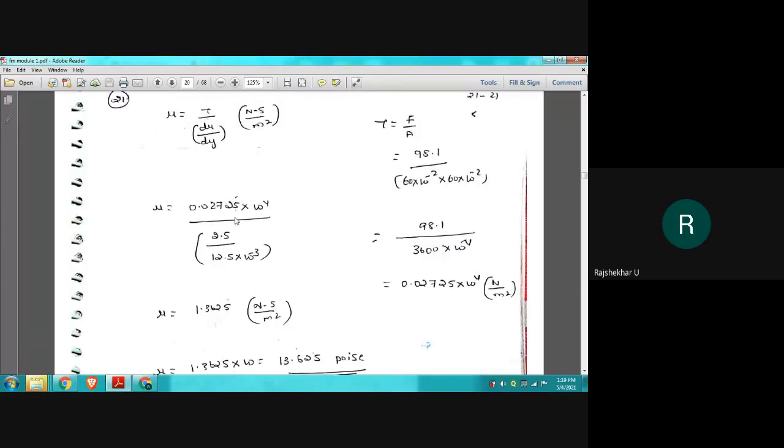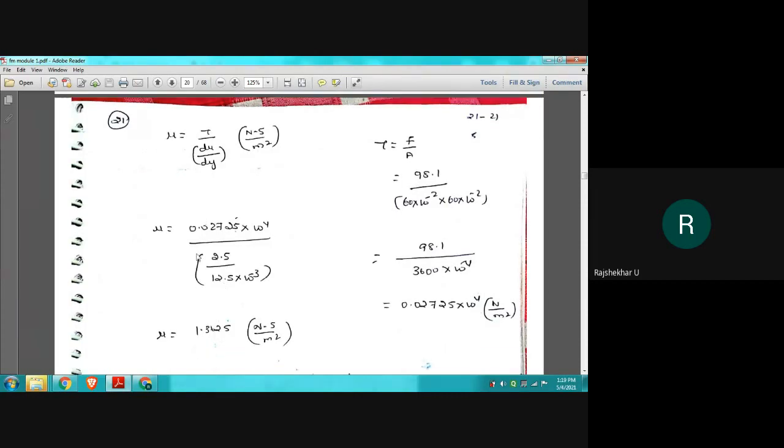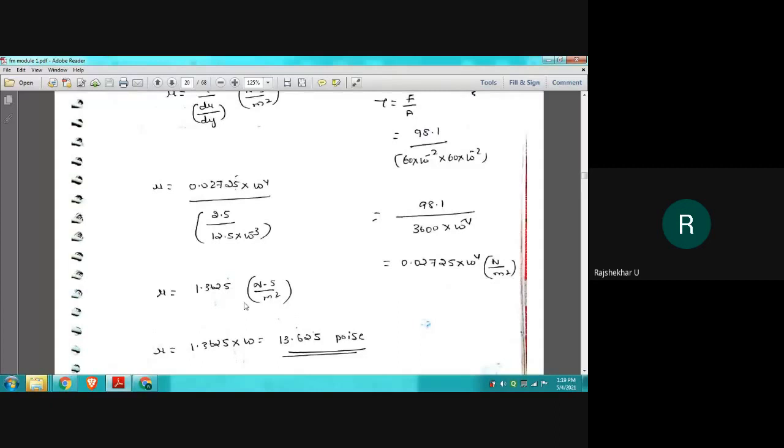So in here we have to substitute. Then we can find out the value for mu. The standard equation is tau is equals to mu into du by dy. So this is modified according to the requirement. So mu is equals to tau divided by du by dy. And after substituting the values of tau, du and dy, we'll get the answer in SI unit, that is Newton second per meter square. This has to be converted in poise. To convert in poise, just multiply this answer by 10, which is already done here.